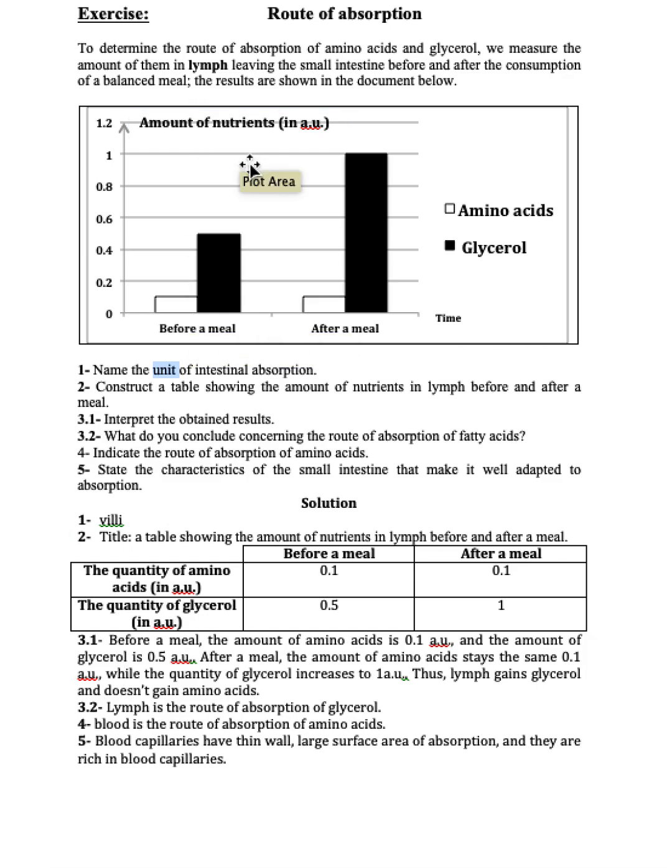Before a meal, the amount of amino acids is 0.1 AU, and the amount of glycerol is 0.5 AU. After a meal, the amount of amino acids stays the same, while the amount of glycerol increases to become 1 AU. This is the analysis till now. The significance of this analysis is thus: lymph gains glycerol, but it doesn't gain amino acids.